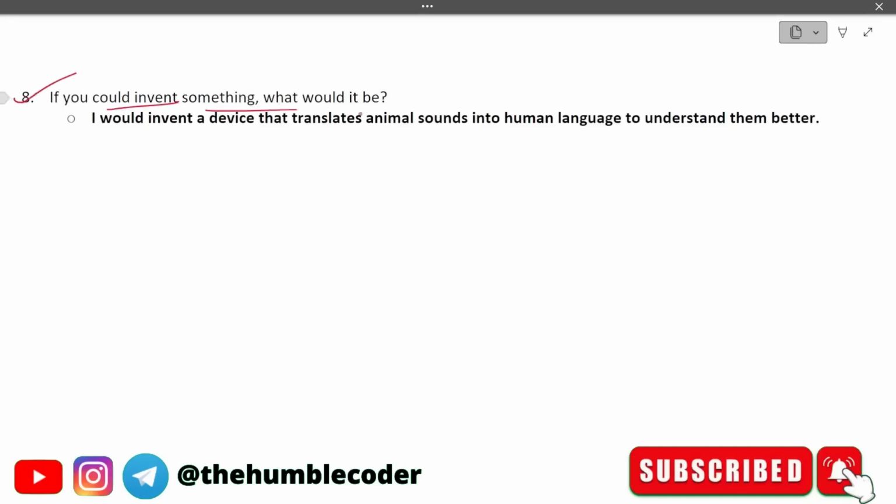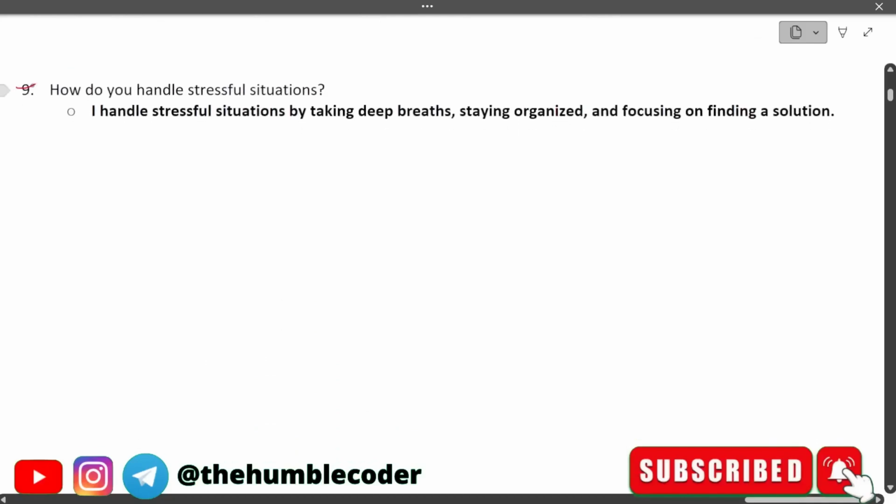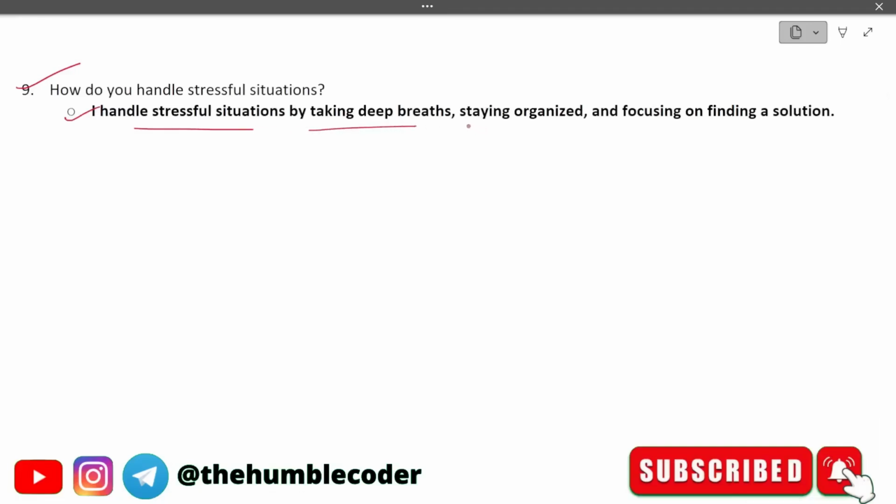If you could invent something, what would it be? Okay, let's see the answer for this question. I would invent a device that translates animal sounds into human languages to understand them better. So the correct answer would be in this way. Let's now move on to the next question. How do you handle stressful situations? Okay, so the correct answer for this could be, I handle stressful situations by taking deep breaths, staying organized and focusing on finding a solution.